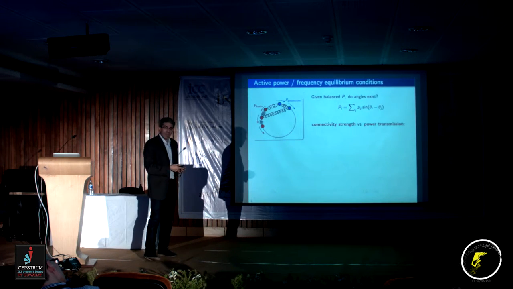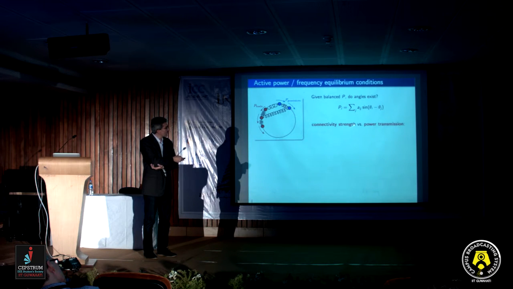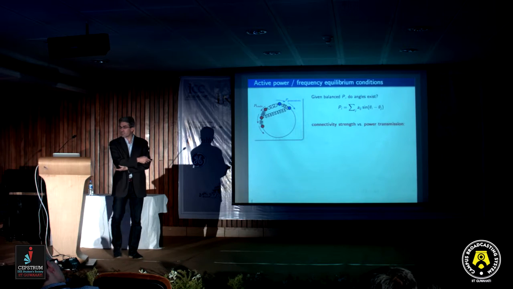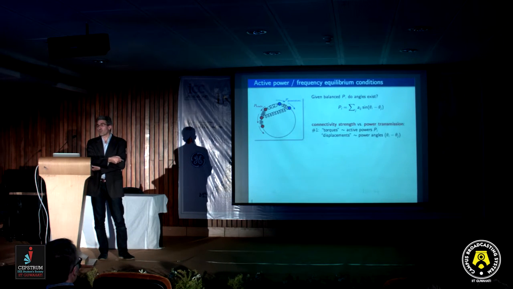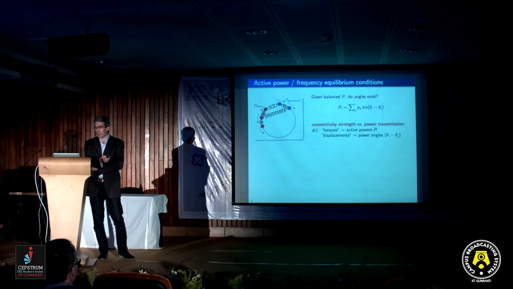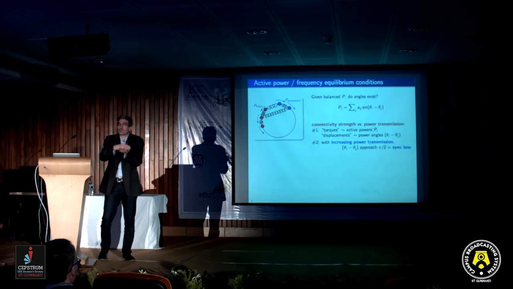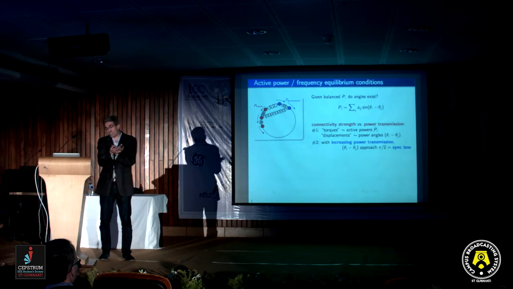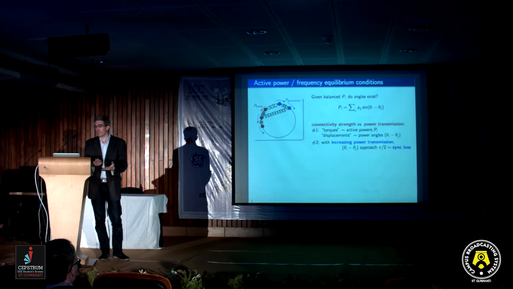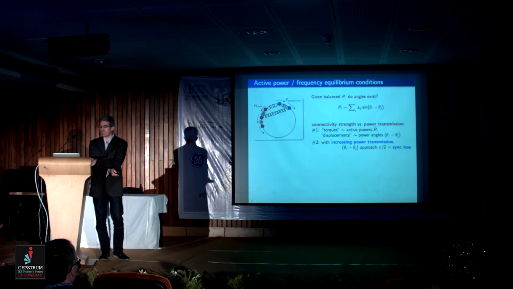How do I quantify this? So it's a question of the strength of the connectivity given by the network of springs and the power transmission. So it goes like this. You should think of the torques as the active power and the displacements as the power angles. And then as you keep applying more power, or trying to transmit more power, you will find the angle pi over 2, at which point you will lose synchronization, you will lose the existence of the angles being capable of transmitting that amount of power.